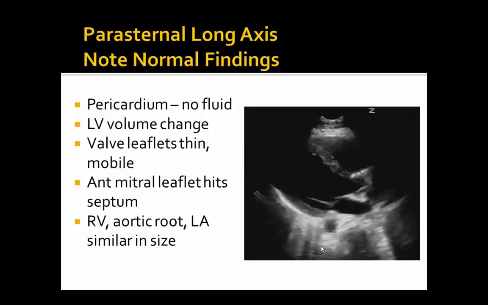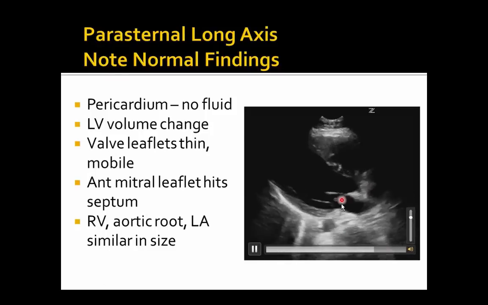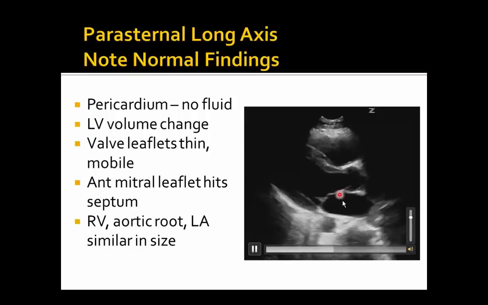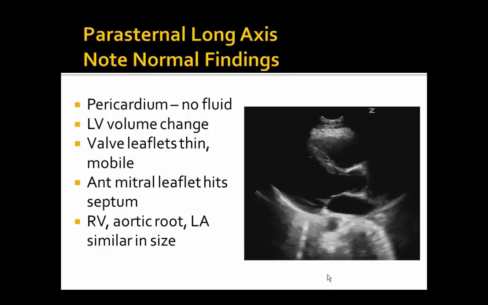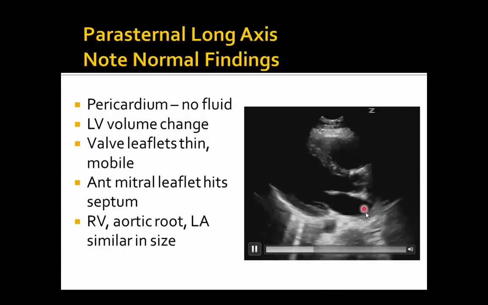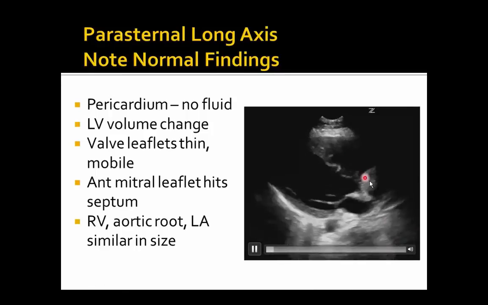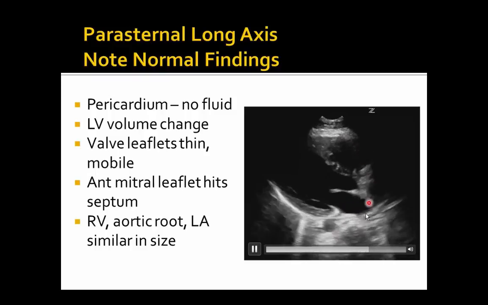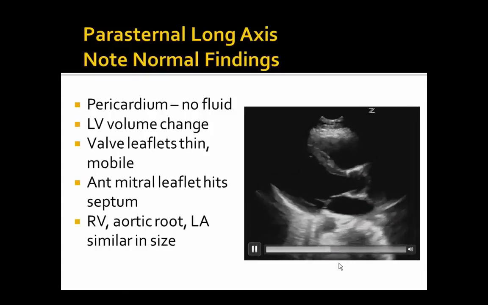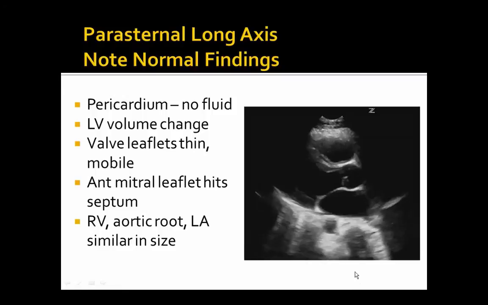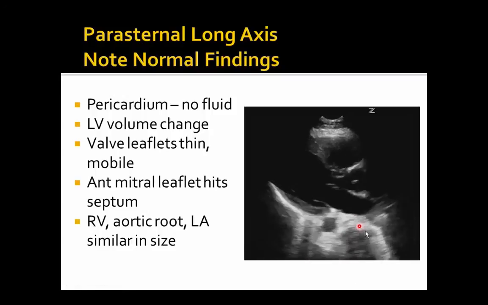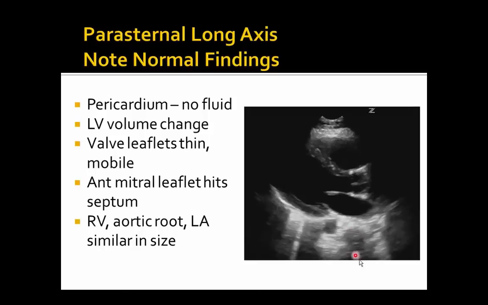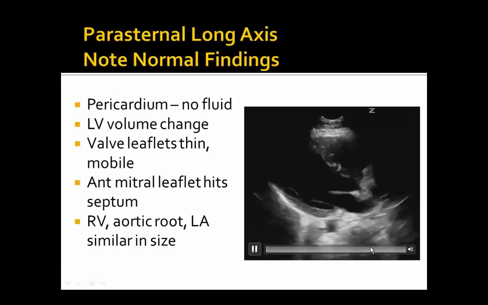The valve leaflets should be thin. So we can see here the mitral valve leaflets are thin. They're very mobile. Anterior leaflet slaps up against the septum almost during diastole. And take a look at the right ventricle, the aortic root, the left atrium. They're roughly equal in size in this view, so that's another important thing. Here we see descending aorta as well, wrapping around the back, and here's the vertebral body, the shadow behind it. Those are important landmarks we'll talk about later on.